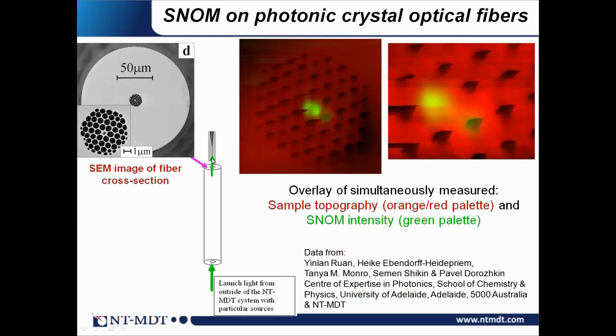So the SNOM probe was positioned on the surface of the fiber cross section, and it was scanned to collect the electromagnetic field localized in the fiber photonic crystal structure. Here with the red we can see the topography of the fiber surface, the periodic hole structure of the photonic crystal, and with the green we can see the light intensity distribution, and we can actually observe a perfect localization of light in the very center of the photonic crystal. And we can see the two lobes, which presumably come from the second eigenmode of light in this photonic crystal structure.